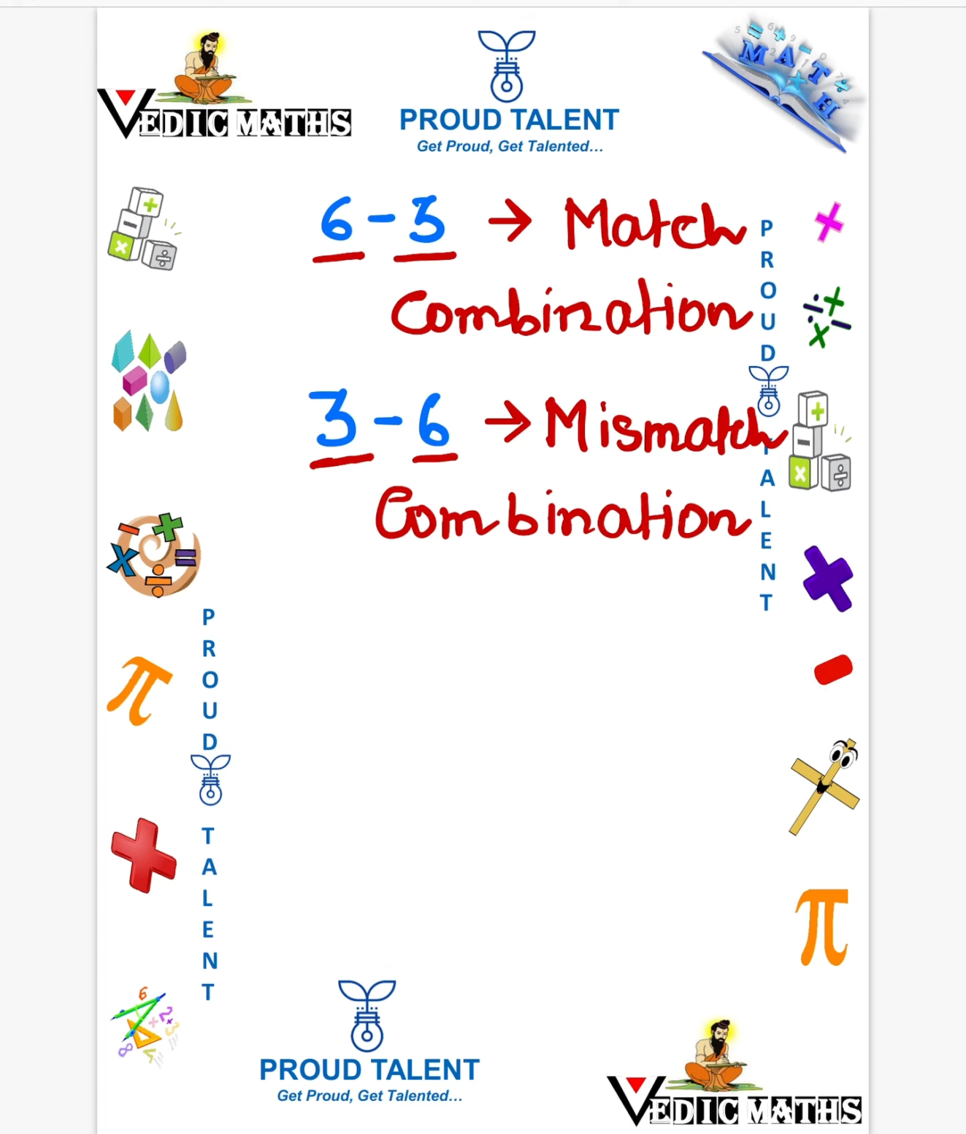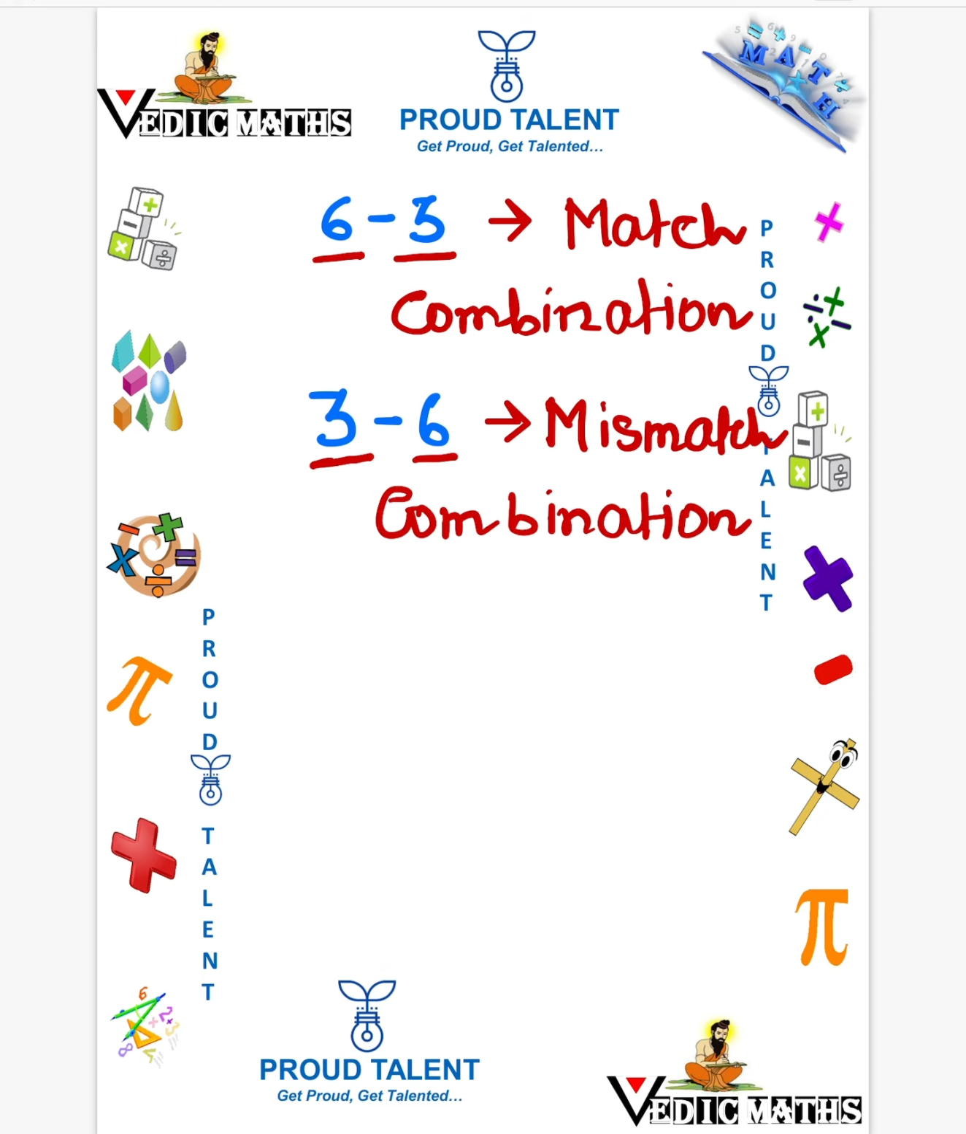So match combinations are the type of combination where we do the traditional subtraction: we subtract the small digit from the big digit. But a mismatch combination is where we subtract the big digit from the small digit. So basically match combinations are the natural subtractions.